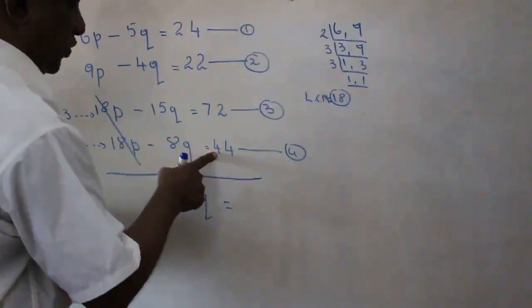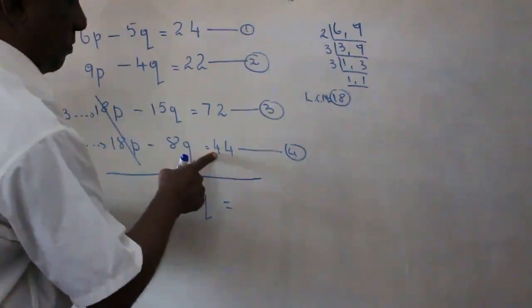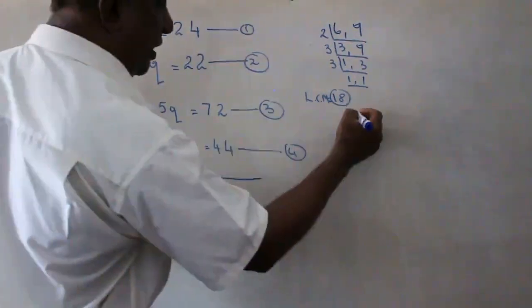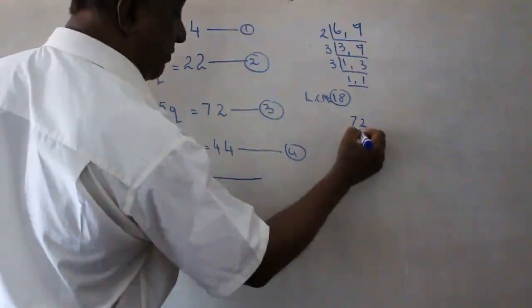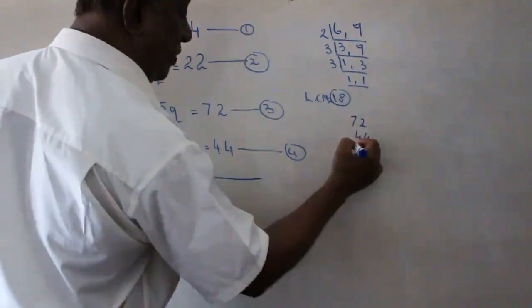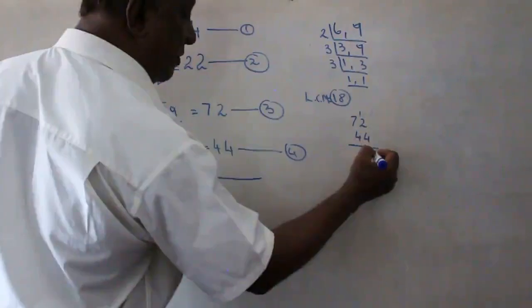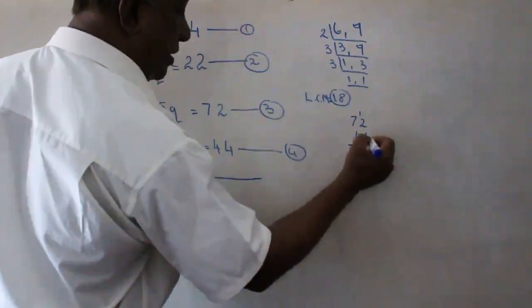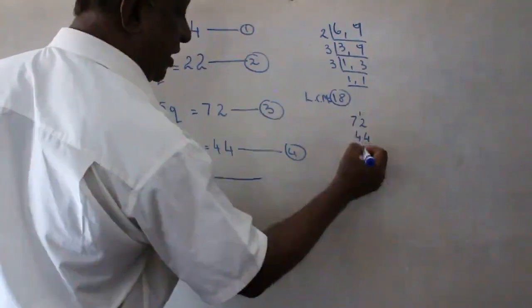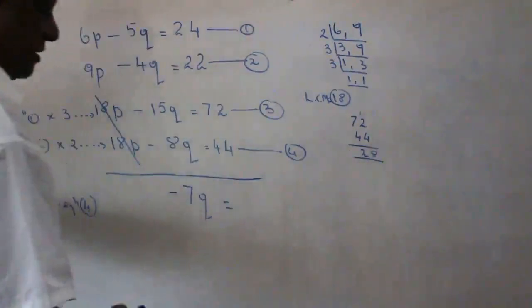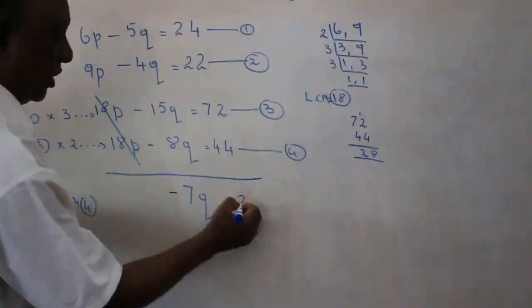On the right hand side, this plus will become minus. So it will be 72 minus 44. Alright, you won't be able to do it in your head. Alright, we'll do it like this. You take it off. 12, take away 4, you get 8 here. There will be 6 here, take away 4, 2. So that will be 28.